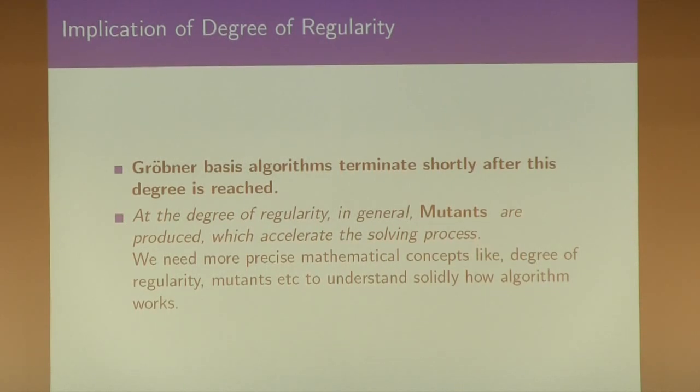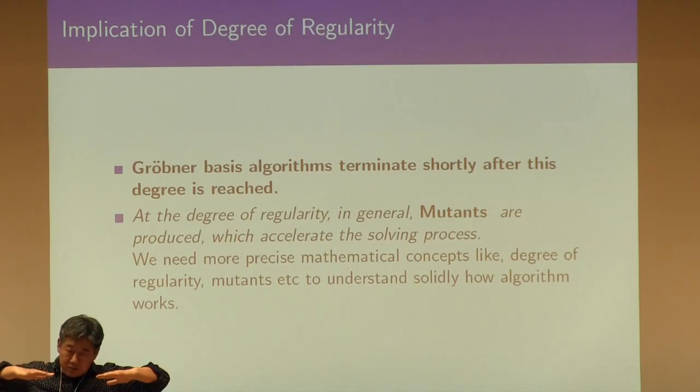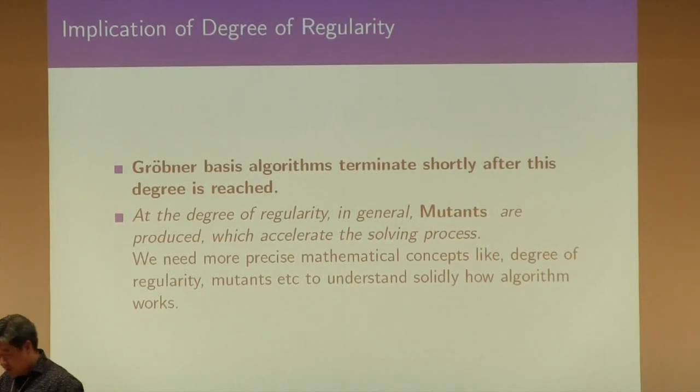One more thing I would like to emphasize is the mutant. The mutant tells me your system starts to degenerate. Normally you're just going up, up, up, and suddenly you start to have a non-trivial cancellation. You build something I call a mutant, because a degeneration occurs. And those can help you solve the system very quickly. So this is one of the reasons it works. This is the implication of the degree of regularity.